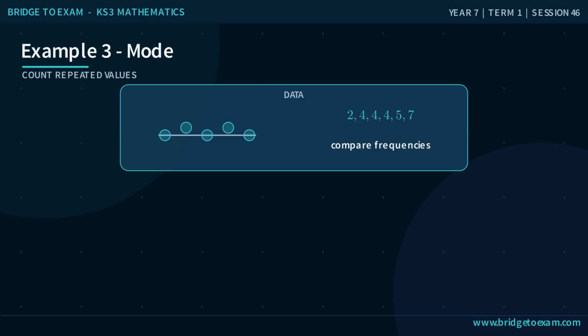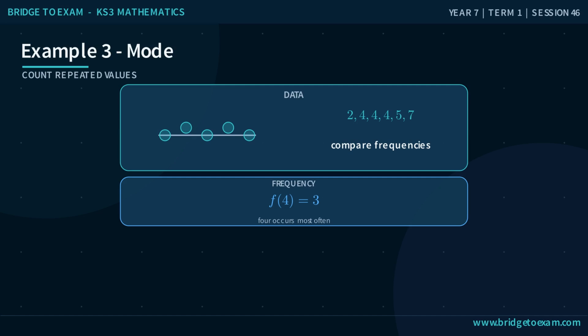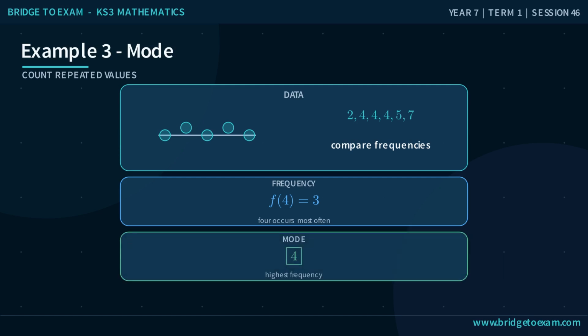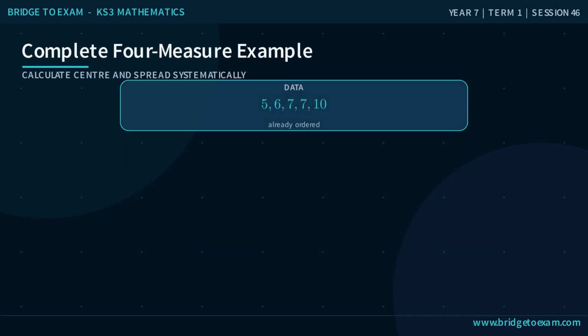Find the mode of 2, 4, 4, 4, 5, and 7. 4 appears 3 times, more often than any other value. The mode is 4.